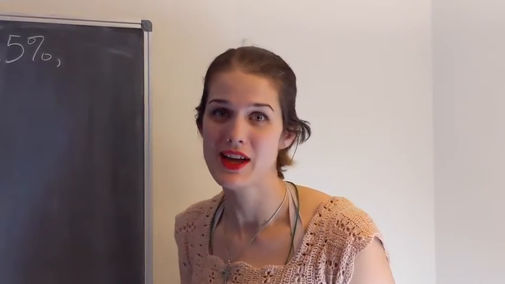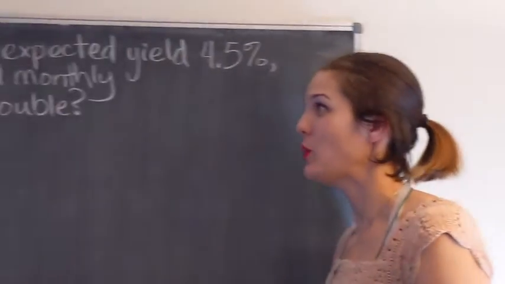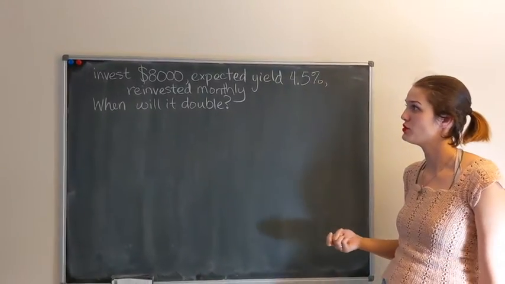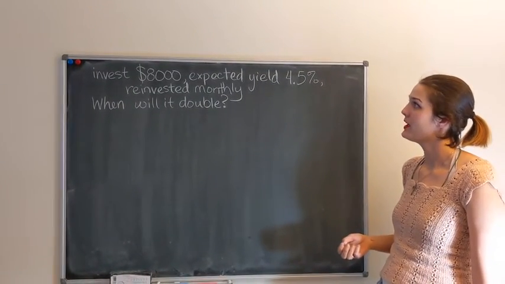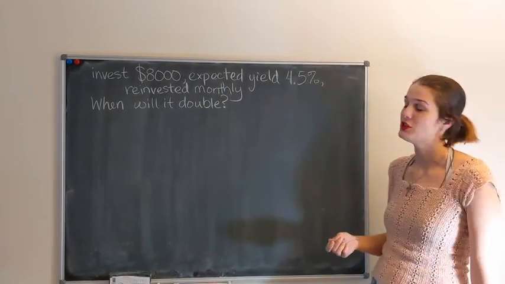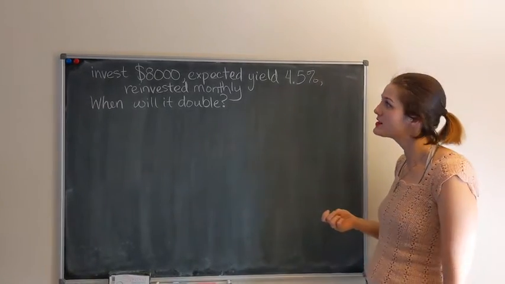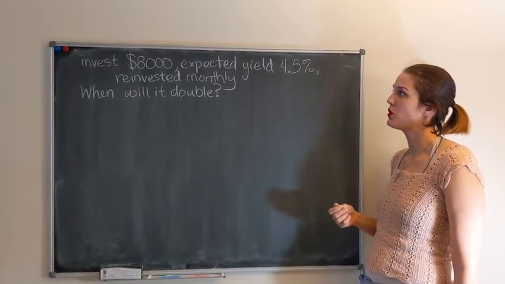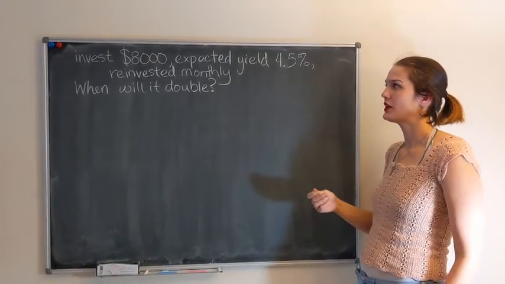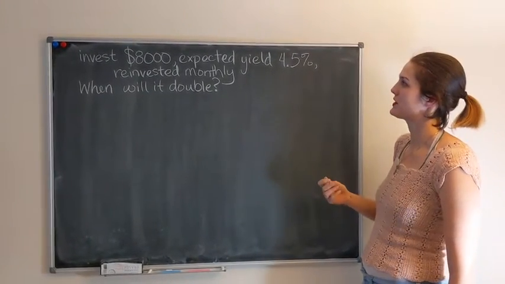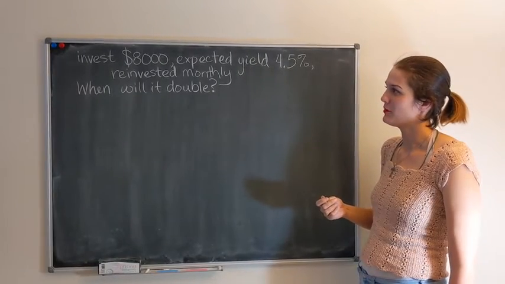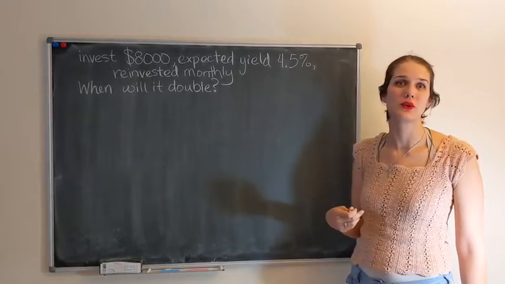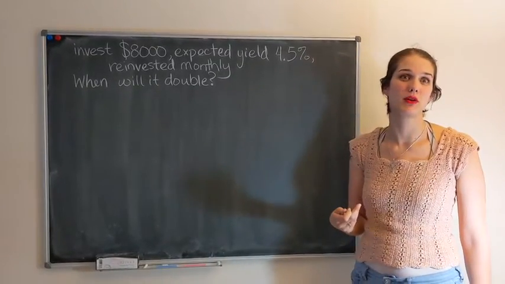So to start off, let's consider this situation where you have invested $8,000 into a bonds fund, and this fund has an expected yield of 4.5% that's reinvested monthly. In other words, each month you are earning interest of a sort at a rate of 4.5% reinvested each month. And we want to know how long it's going to take for your investment to double to $16,000.